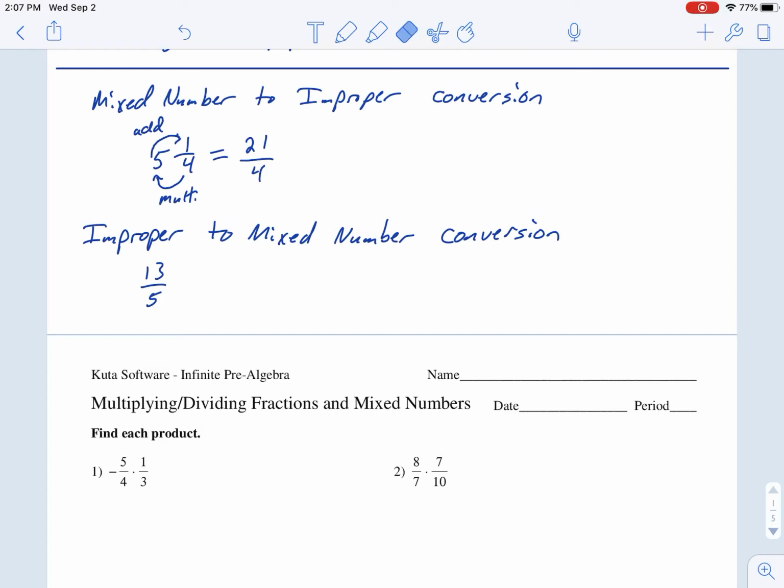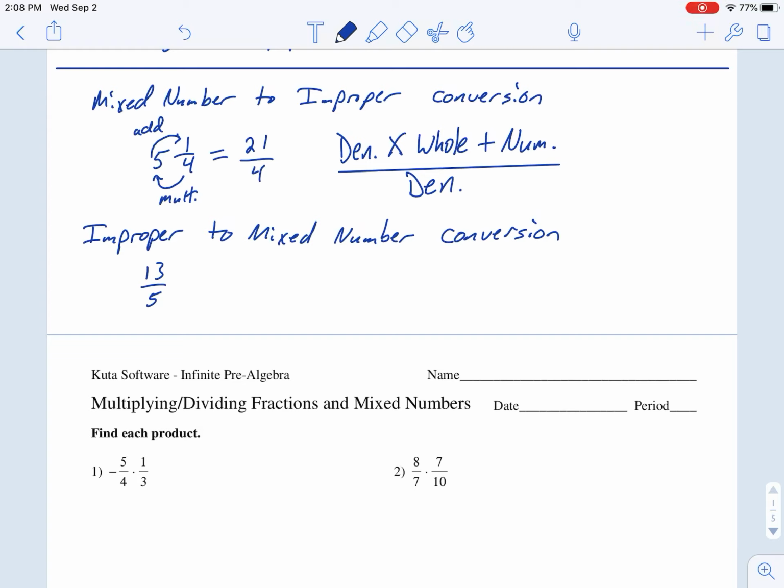Okay, so mixed number into improper fraction. Denominator times whole number plus numerator. So let's do that. Write that down. Denominator, I'll abbreviate, times whole number plus numerator. I'll abbreviate that as well. And then that goes over denominator. So that's how you change a mixed number into an improper fraction.